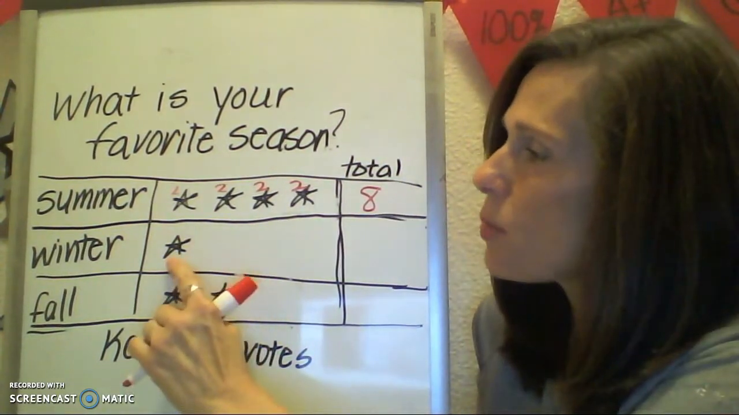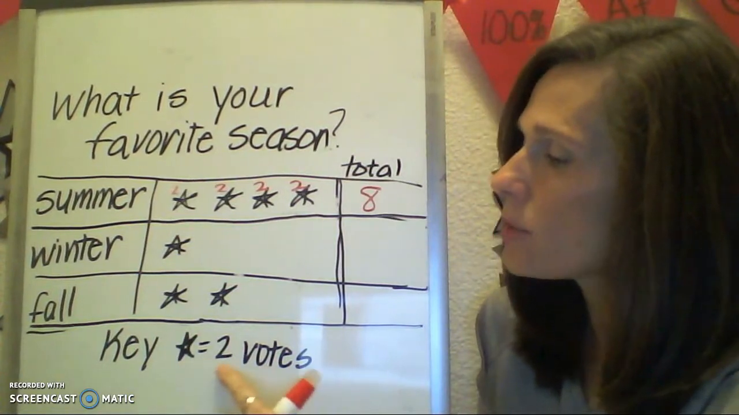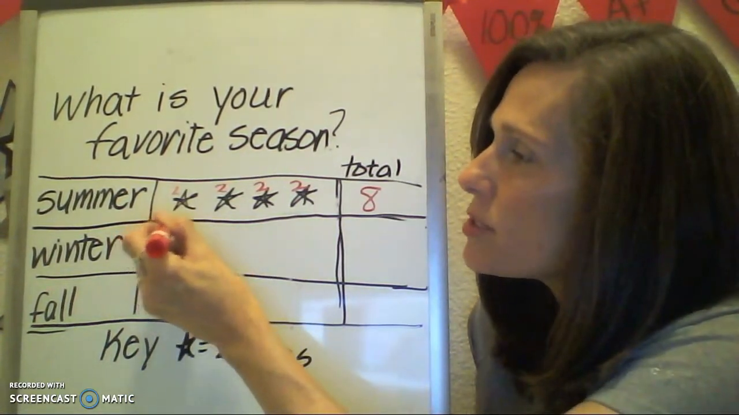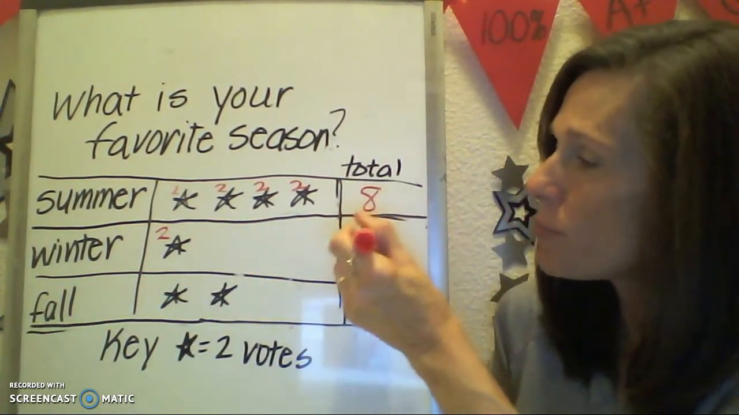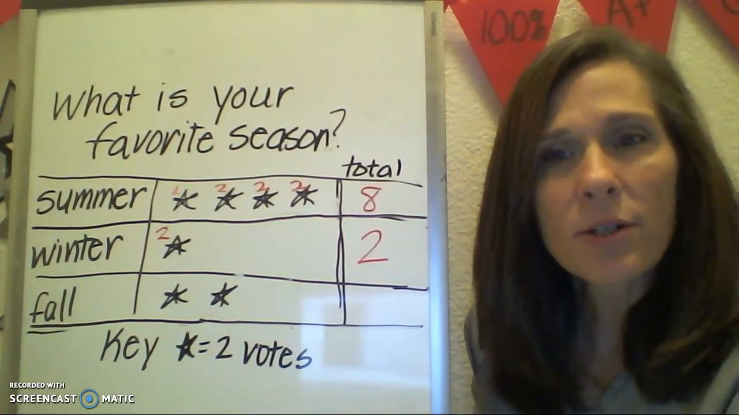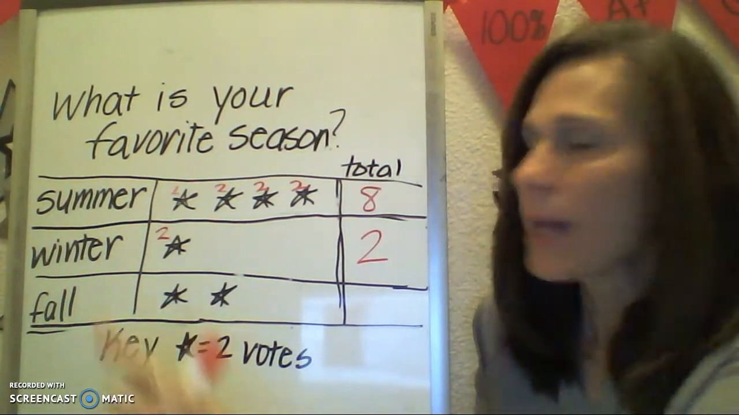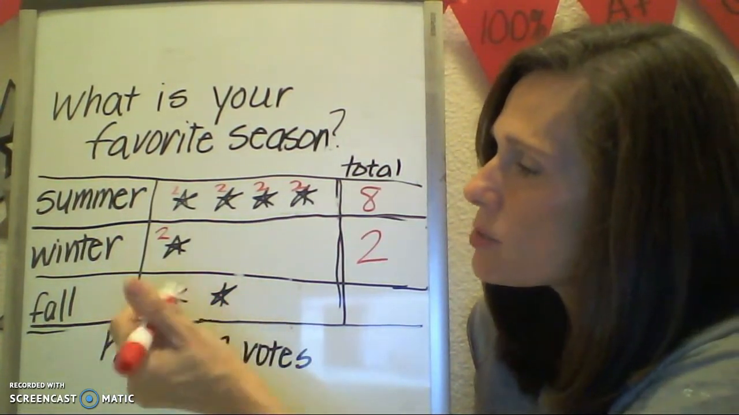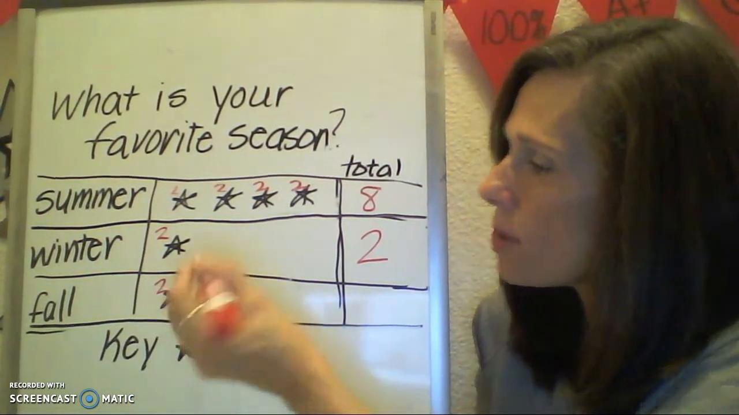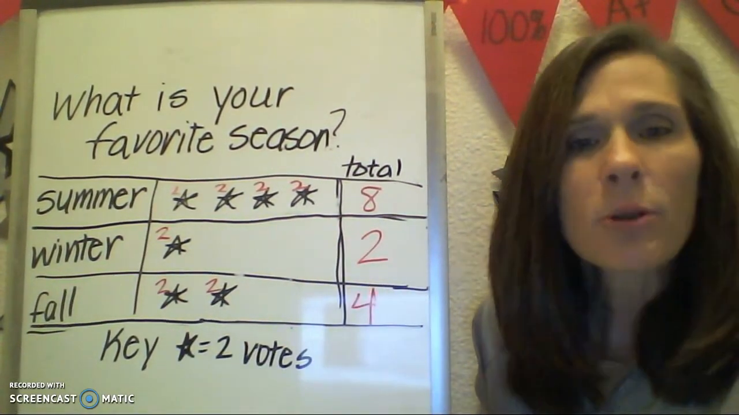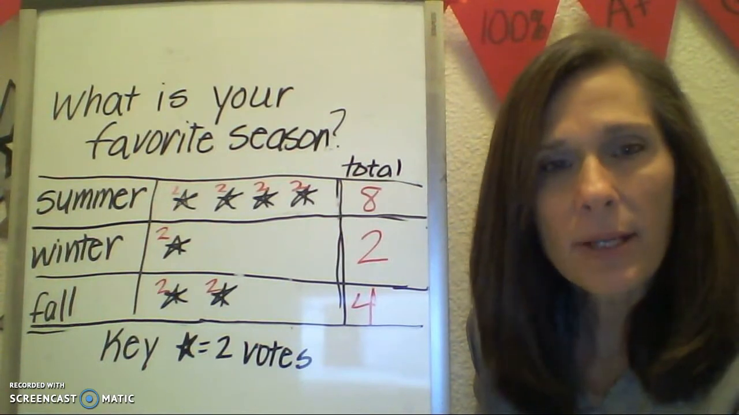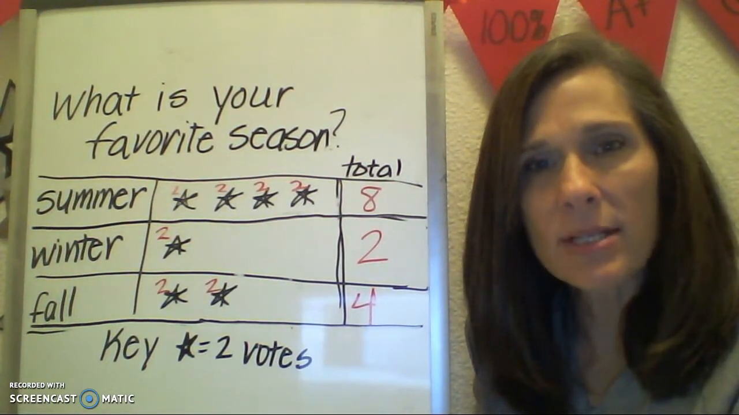So winter, there's 1 star, but 1 star equals 2 votes, so I would put a 2 over here, right? So this actually means 2 people voted for winter as their favorite season. And for the fall, I would look here. Here's 1 star, here's 2 stars, so 2, 4. So actually 4 people voted for fall as their favorite season.